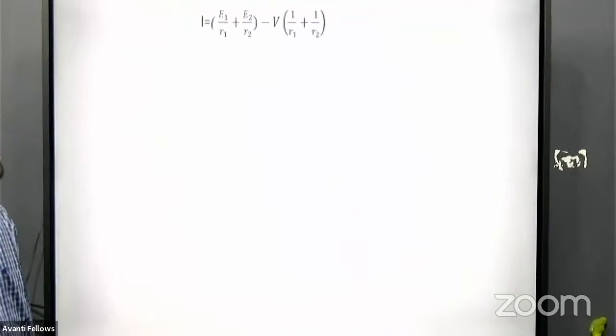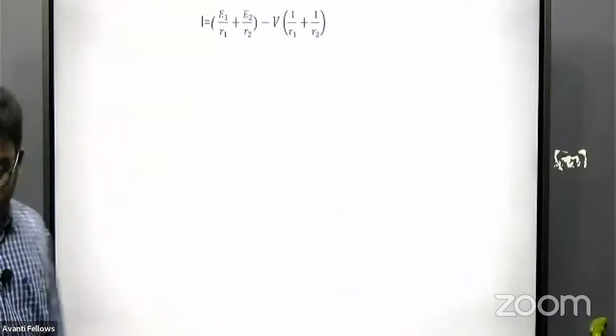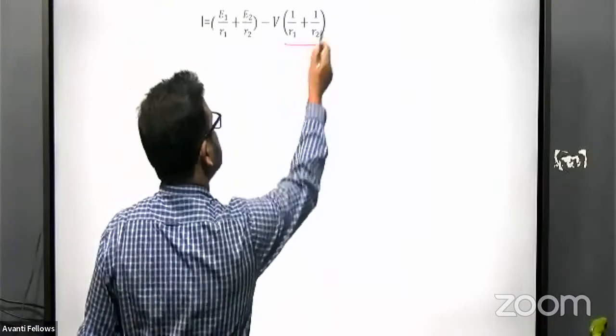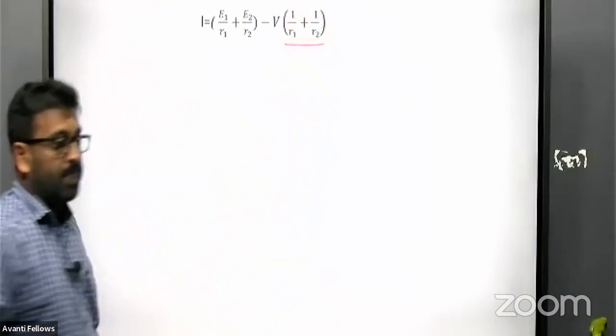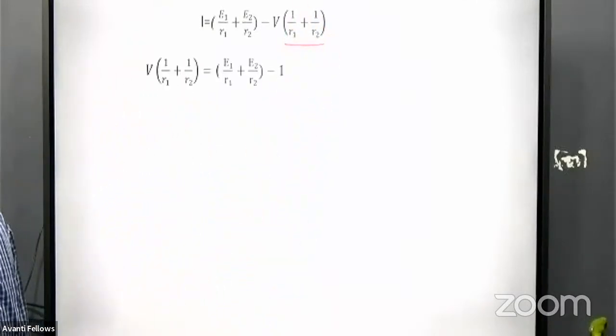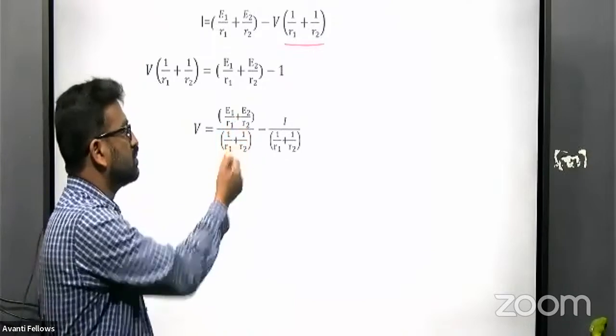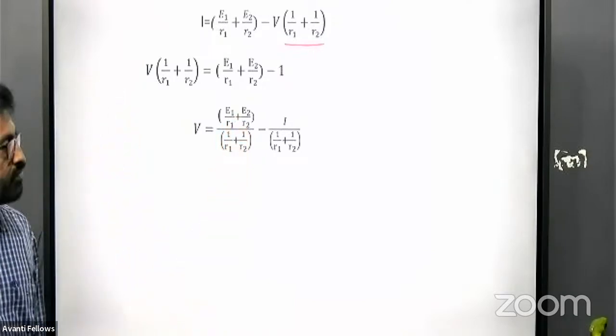Okay, the total current will be like this: E1 by R1 plus E2 by R2, rearranging the terms. Why do we rearrange the terms? Because all the internal resistances are combined together here. So we get the final equation as V equals E1 by R1 plus E2 by R2, like this we get.